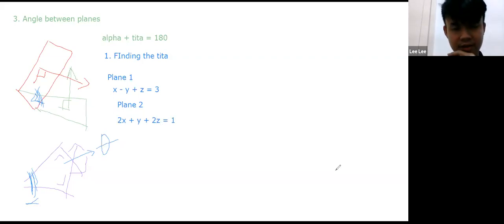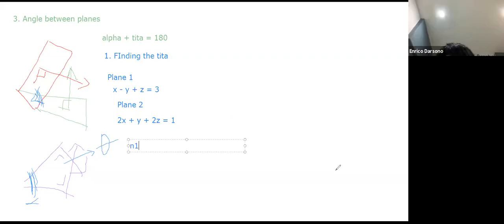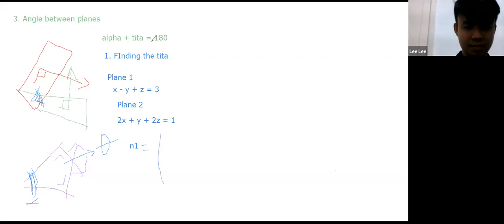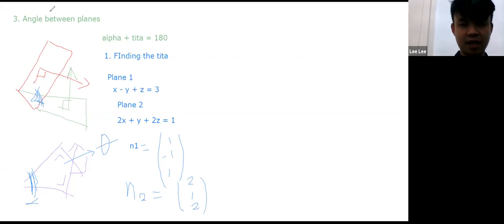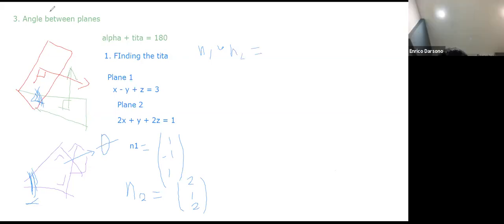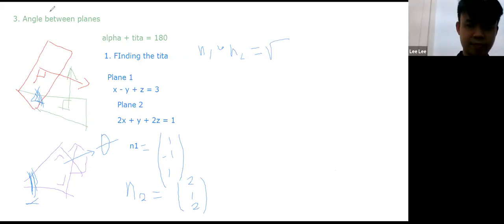Now let's say the second plane is 2x plus y plus 2z equals 1. So I can say the first normal, normal 1, is given by 1, negative 1, and 1, right? Where's my second normal value? 2, 1, and 2, right? Then after that, I find theta first. So I have n1 dot n2 equals the length, square root something, times the other length, times cos theta.